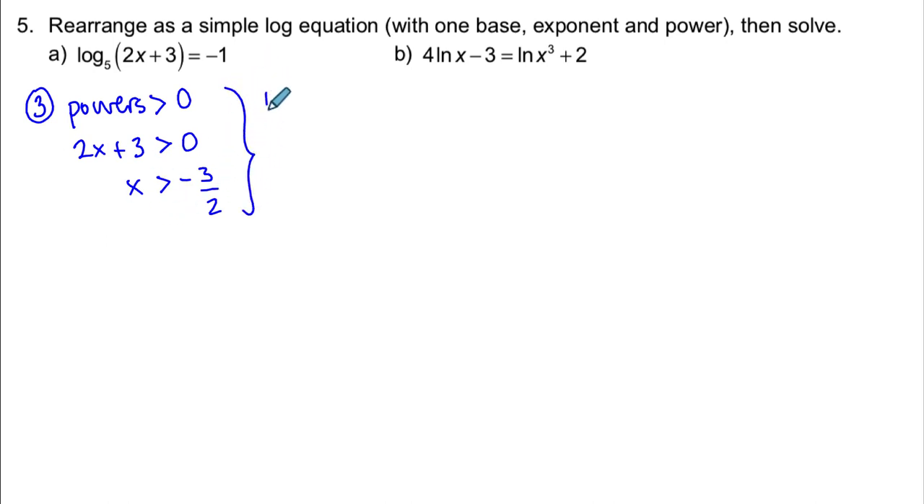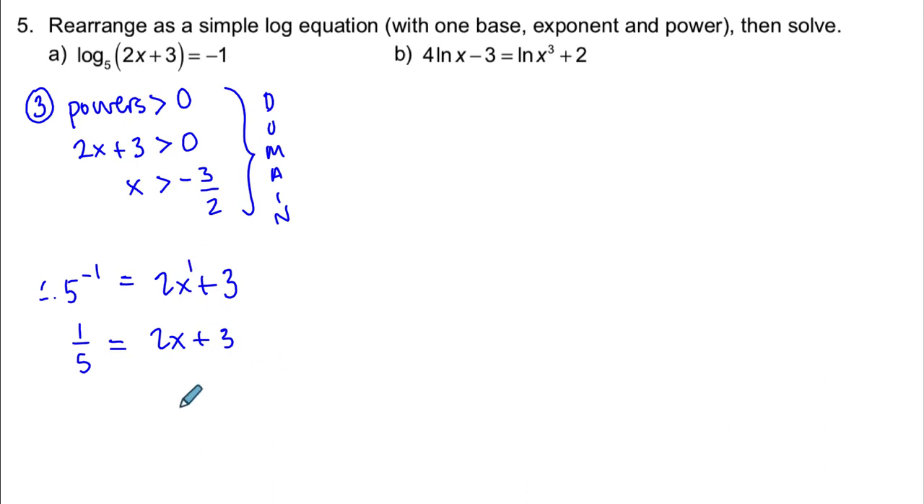So I'm just going to write the word domain here because I didn't write it down already. So that's our domain, and now we're going to rearrange the simple log equation. It's simple because we have a single base, a single exponent, and a single power. And I'm just going to rewrite base to the exponent -1 equals the power 2x plus 3. So then we have 1/5 is equal to 2x plus 3, and we have a linear equation for x, so we can subtract 3 from both sides, and then we can divide both sides by 2.